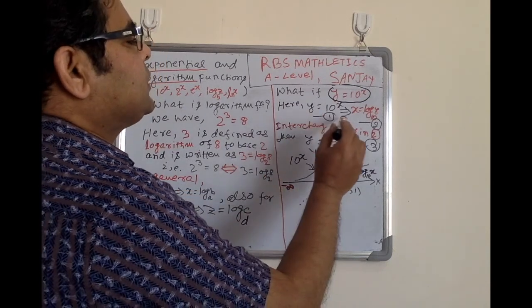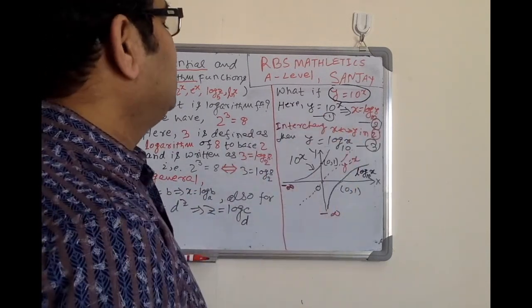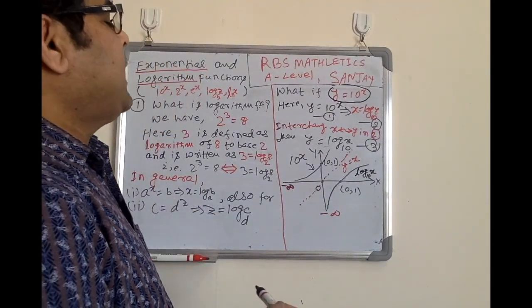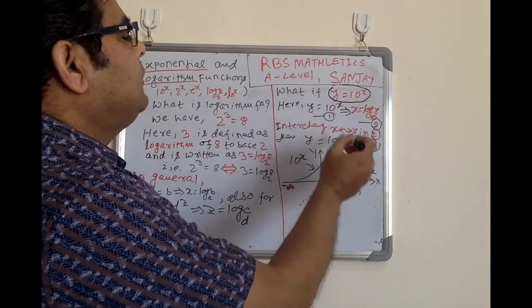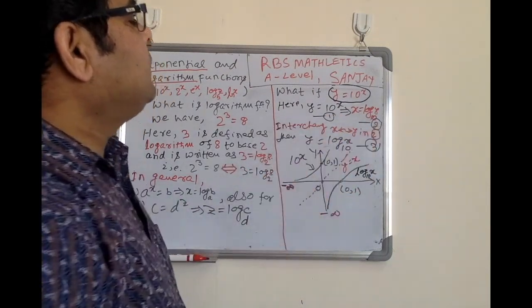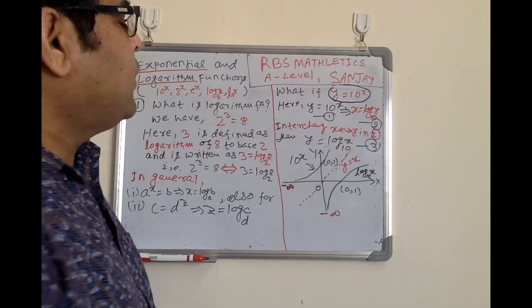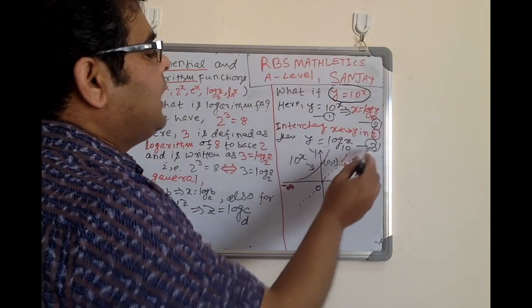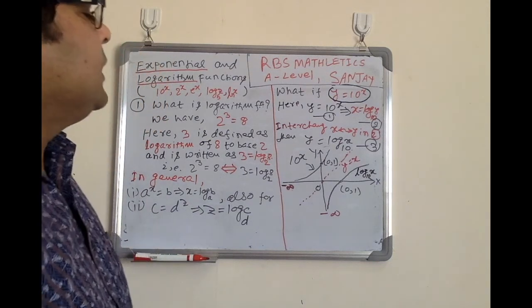I call this equation 1, and the other is equation 2. Now what I am interested in at this point is writing both the functions in terms of y equals to x. So in equation 2, if I interchange x and y, then it is going to be y equals log x to base 10, and I name this as equation 3.